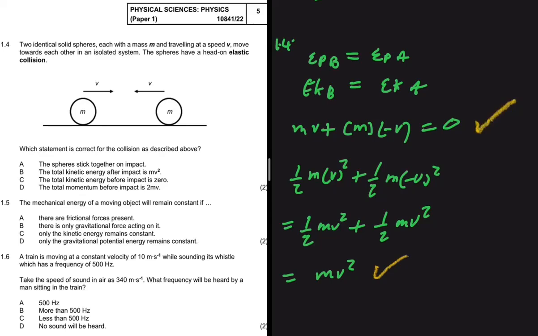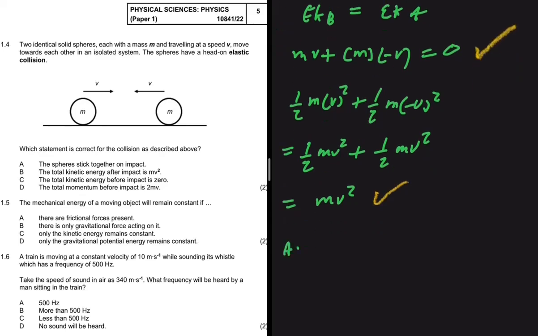Let's look at our options. Option A is saying the spheres stick together on impact. We're not really sure. And then B says, let me not say A here because it seems like I'm saying A is the answer. B says the total kinetic energy after impact is mV squared. Yes, that's what we have. The total kinetic energy before and after is mV squared. So for 1.4, we don't even have to go through the other options. Our answer is B. We have proved that beyond reasonable doubt.